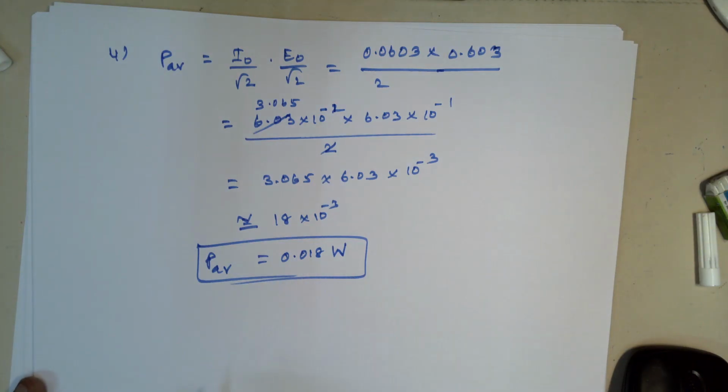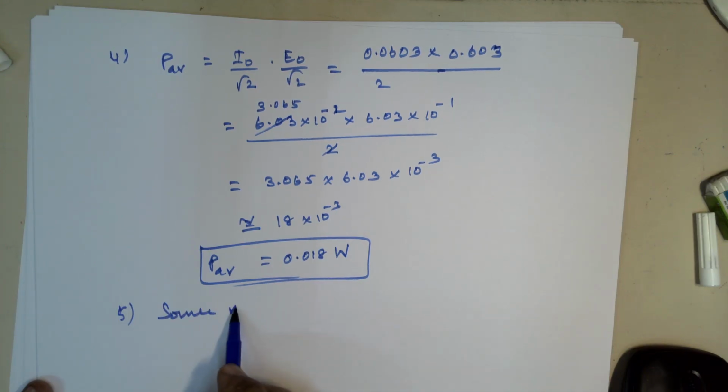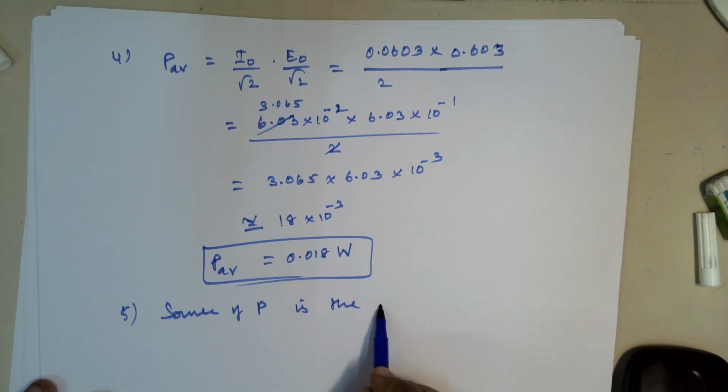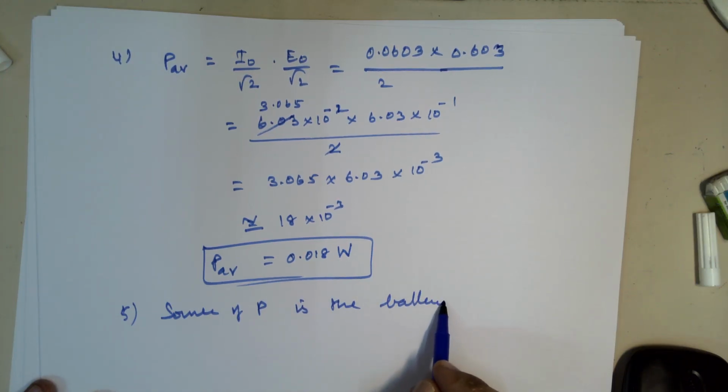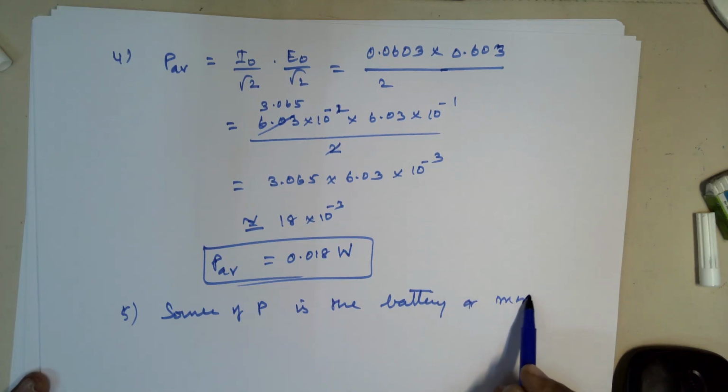And the source of power. That is the final question asked here. Take down: the source of power is the battery. That's all. External source, or a motor when it is rotating, for a rotating rod.